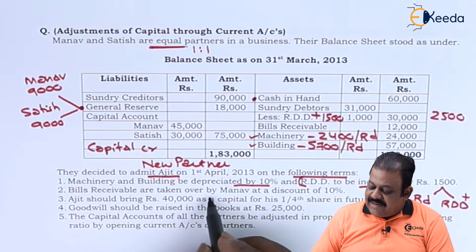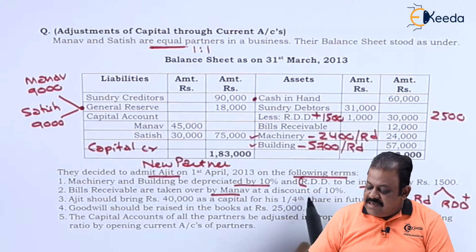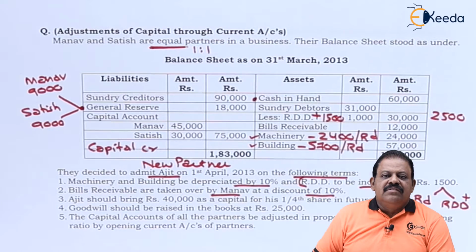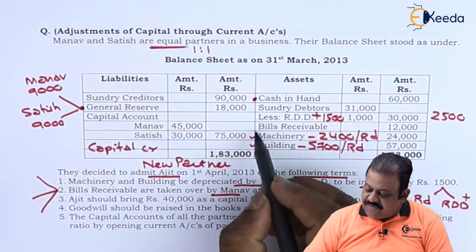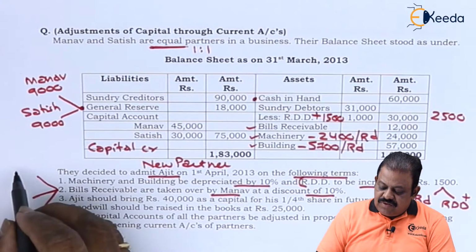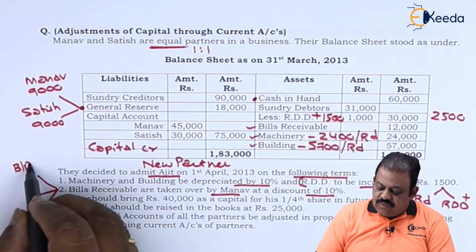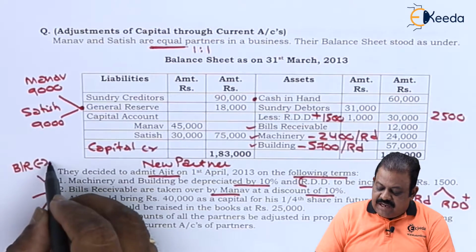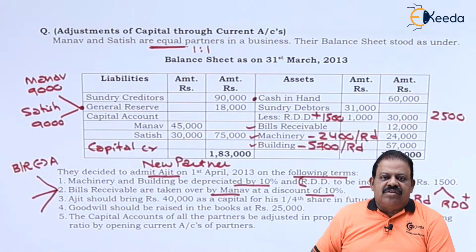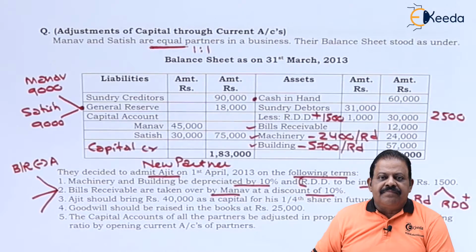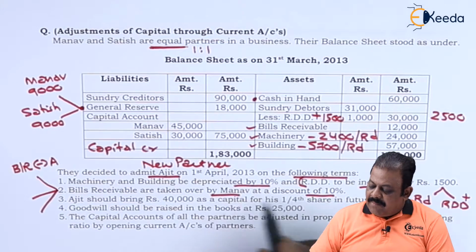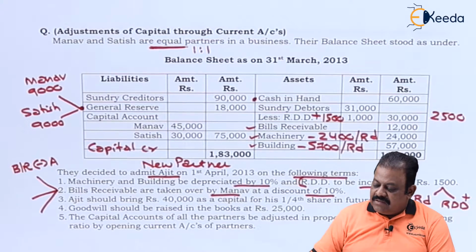Bills receivable are taken over by Manav at a discount of 10%. This is an asset taken by a partner. Bills receivable are of 12,000. These are taken by Manav. So from bills receivable we have to deduct the full amount of 12,000 because the new balance sheet will not show bills receivable. It is taken by Manav at a discount of 10%.